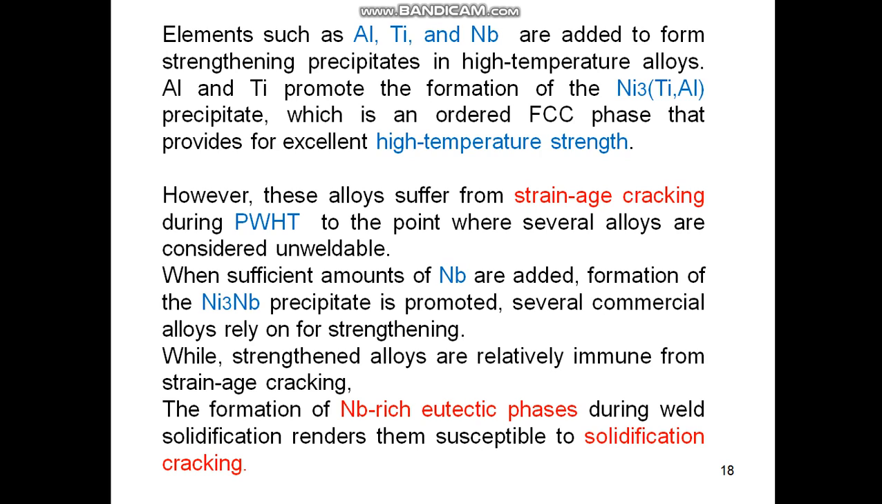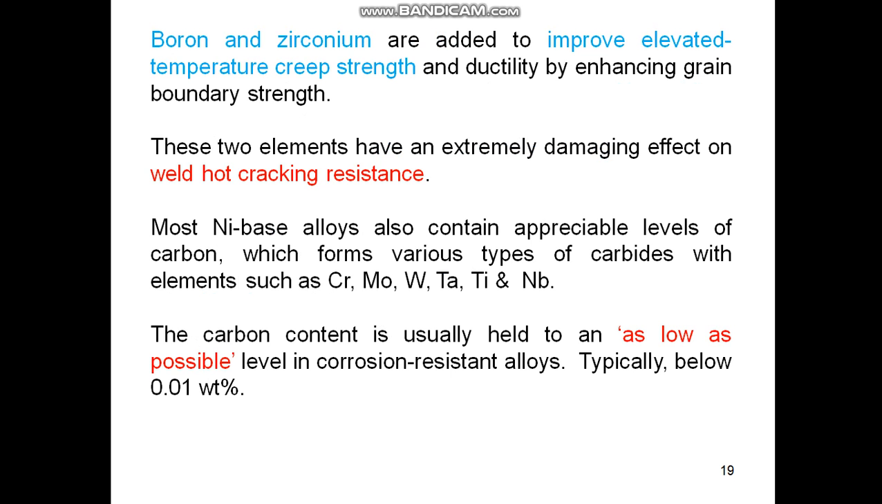So these aluminum and titanium added precipitation strengthened alloys face the issue of strain age cracking during post-weld heat treatment, and these niobium added precipitation strengthened nickel based alloys suffer from solidification cracking. Boron and zirconium are also added to improve the elevated temperature creep strength, but they have a detrimental effect on the weld hot cracking resistance.